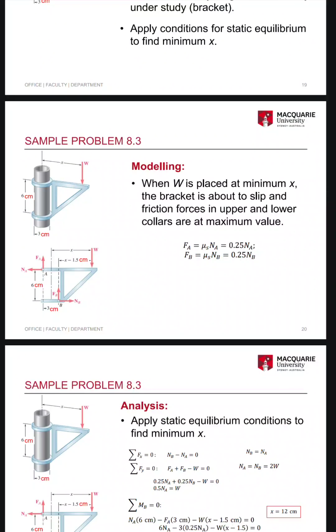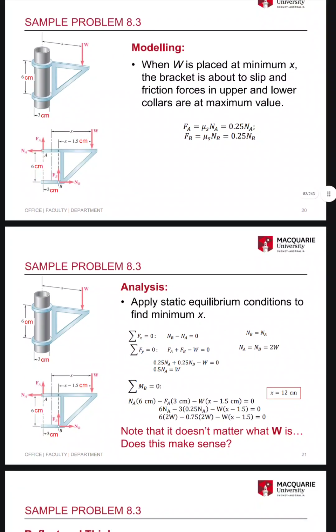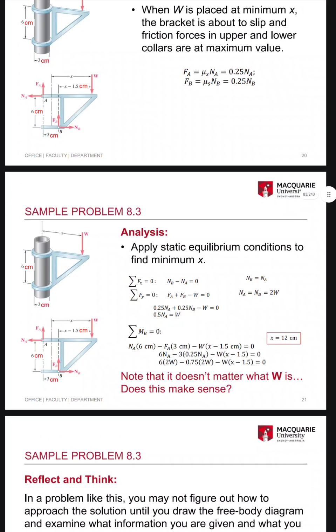Modeling. When W is placed at minimum x, the bracket is about to slip and friction forces in upper and lower collars are at maximum value. Fa equals mu s Na equals 0.25 Na. Fb equals mu s Nb equals 0.25 Nb. Analyze. Apply static equilibrium conditions to find minimum x.